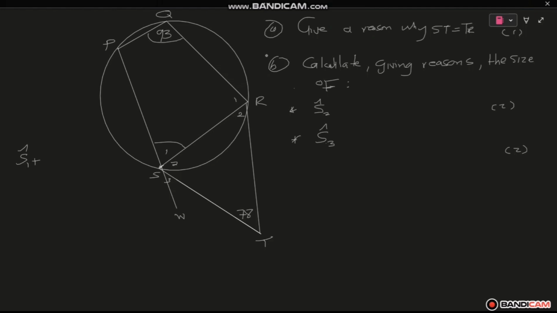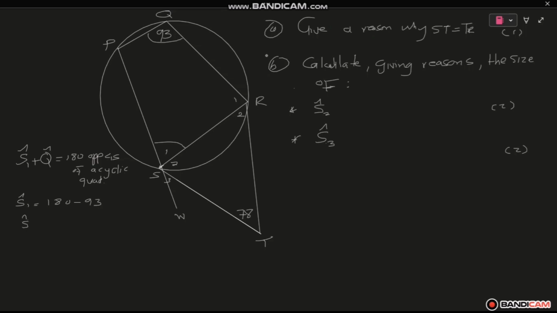Angle S1 plus angle Q equals 180. Opposite angles of a cyclic quad. Why? Because PQRS is a cyclic quad. Then let's try to find S1. I'm just finding S1 here, but it doesn't have anything to do with finding the angles that they wanted us to find. Therefore, 180 minus 93 will find S1.